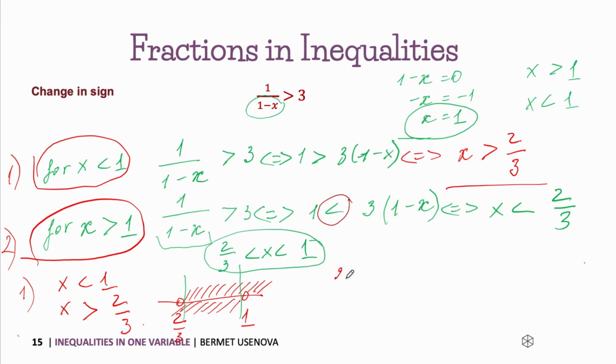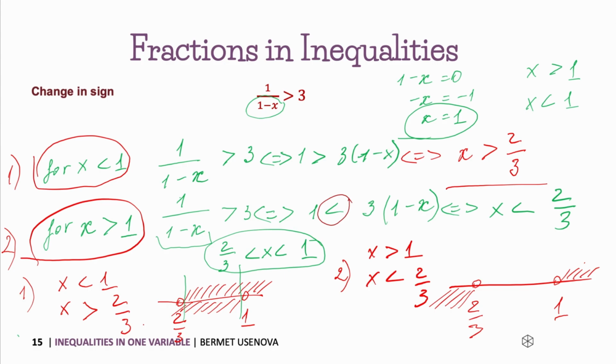And for the second case, we also write it down: x bigger than 1 and x smaller than 2/3. Again, we will have two empty points, 2/3 and 1. So we want everything less than 2/3 but larger than 1. We don't have any intersection here, and thus no solution, because these two inequalities contradict each other. Thus, our solution set will be the interval between 2/3 and 1 only.